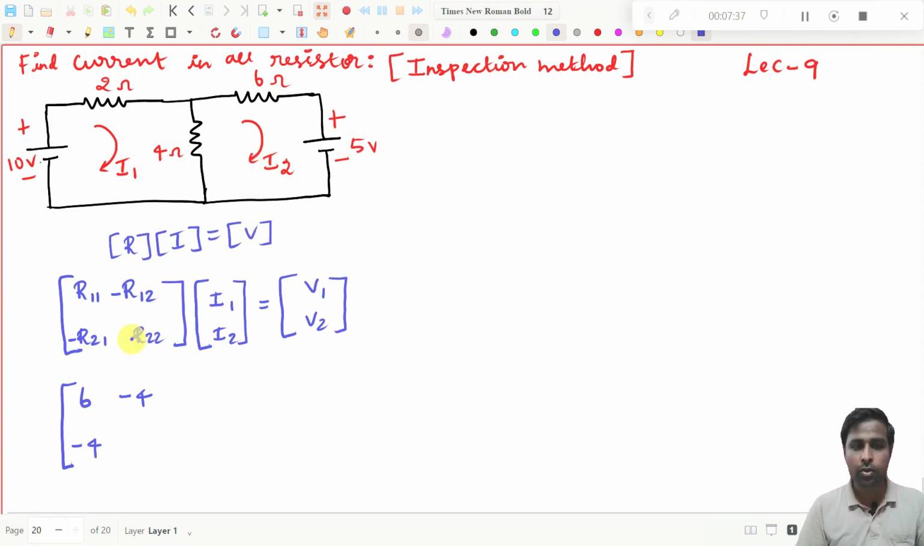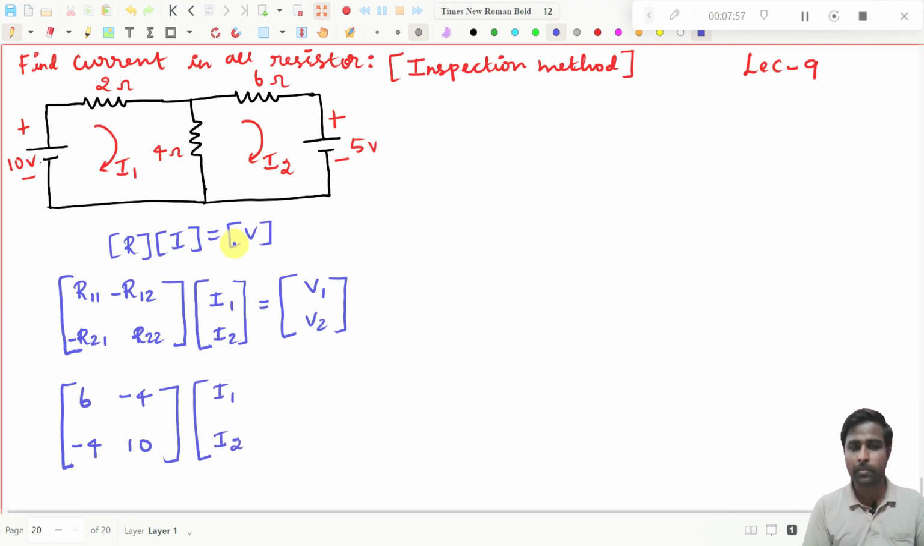And R22. R22 means the total resistance in the second loop. What is the second loop? This is the second loop and we have 2 resistors. If you total this, you will get 10, right? So this will be 10. That's all. Then I1, I2, we don't know. These are the unknown parameters. We need to find I1 and I2.